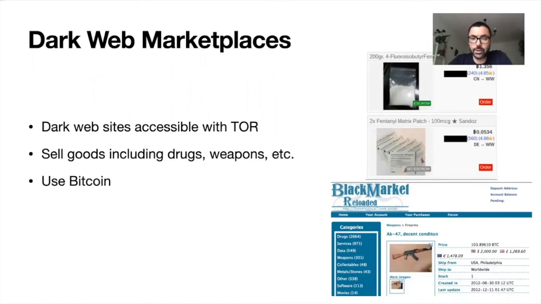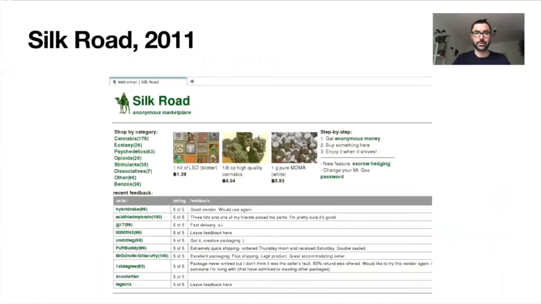You have a couple of screenshots here. You can buy there an AK-47 or fentanyl or a lot of other stuff. Everything started with Silk Road in 2011, and you see this is a screenshot from Silk Road. You have goods for sale, LSD, for example, MDMA in this case. You have the price in Bitcoin, you have reviews from users. So it's very much like commercial websites we are familiar with.